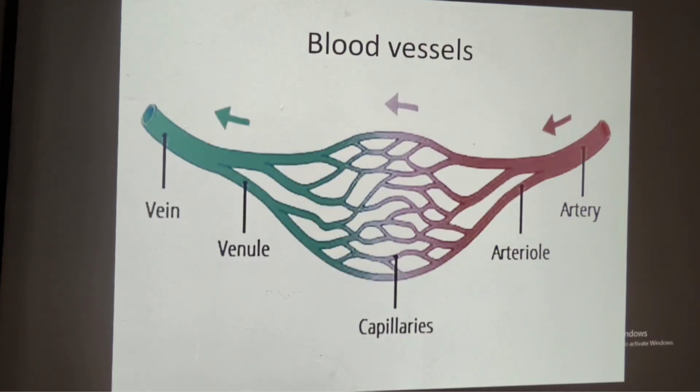You could give a glance. Artery, next to that the small branches, arteriole, then capillaries, from here return to venule and vein.